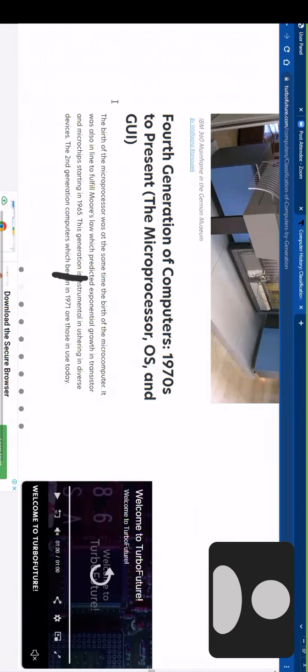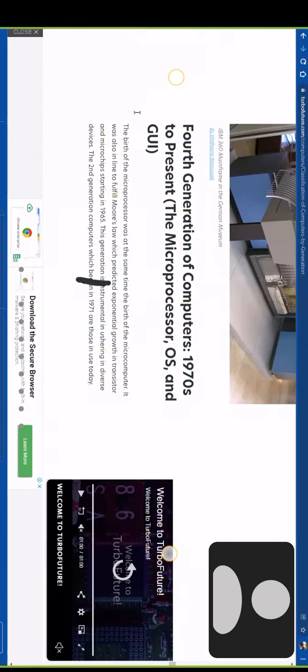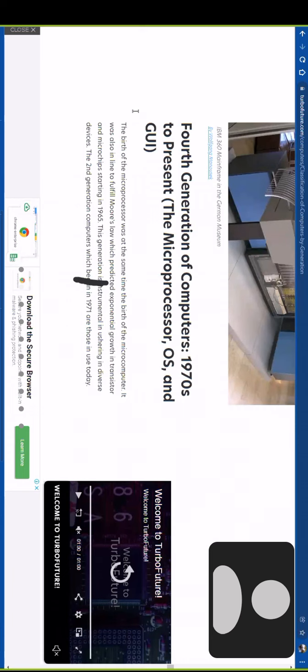DOS, disk operating system. Whatever things you have to type, you have to give the command.